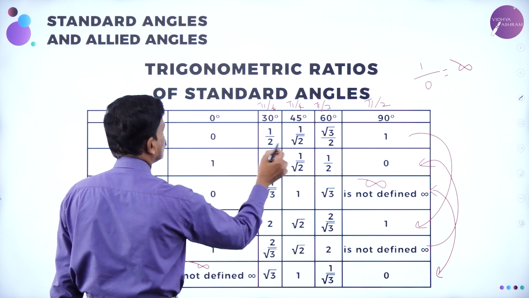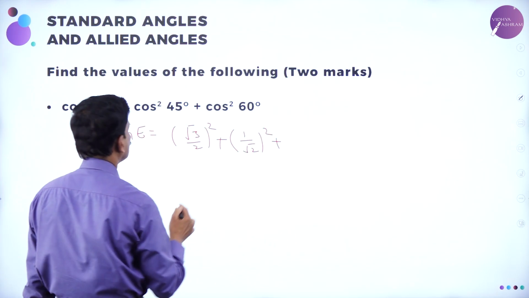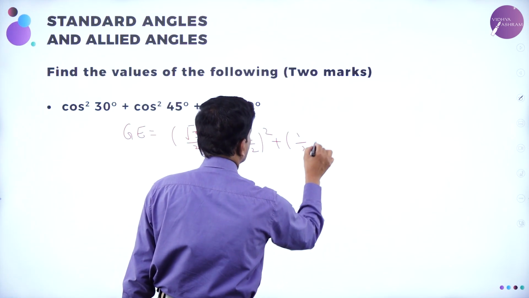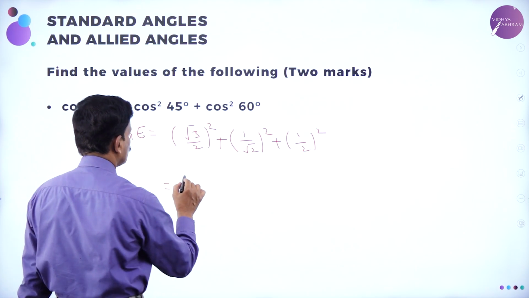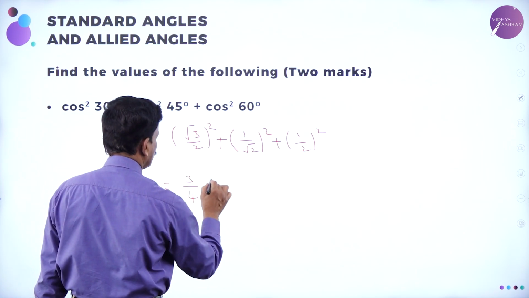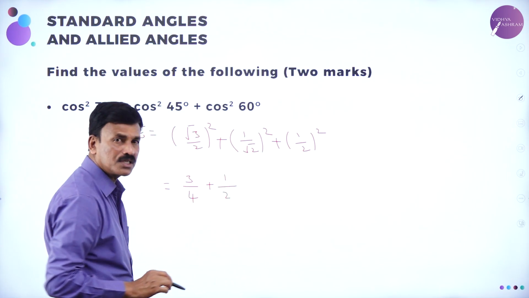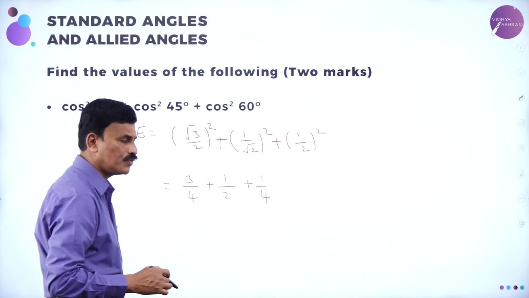Cos 45 from the table is (1 by root 2) whole square plus cos square 60. What is cos 60 from the table? (1 by 2) whole square. Now, simplify this. (Root 3 by 2) whole square, the square root gets cancelled, 3 by 4. (1 by root 2) whole square is 1 by 2, the square and square root get cancelled, and this is equal to 1 by 4.